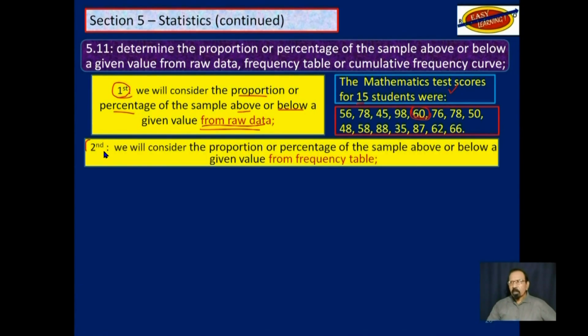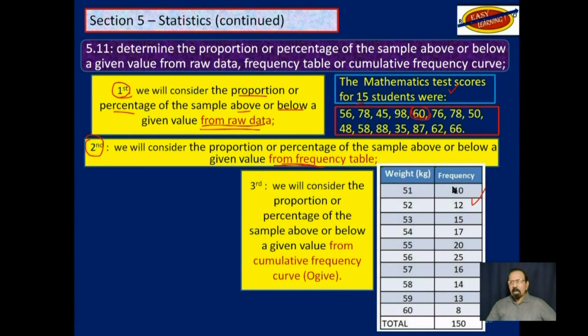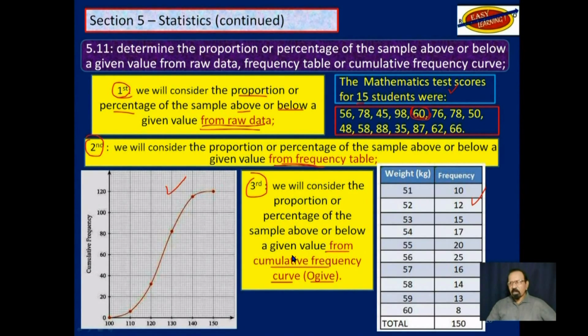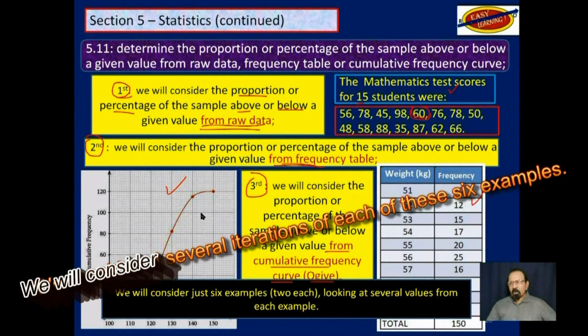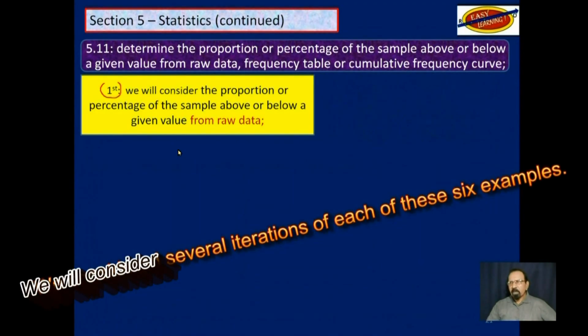Then 2, we will do the same thing, but from a frequency table, like what you see here. And then thirdly, we will consider those same components from a cumulative frequency curve. Remember, we said that is called an ogive, which looks like this on the left-hand side here. So we will look at 6 examples, 2 each, and several values in each of the 6 examples. So we begin with the easiest.